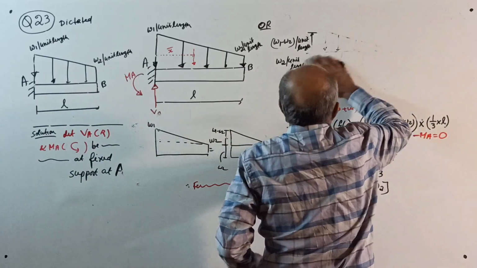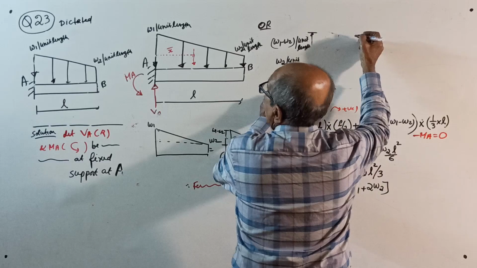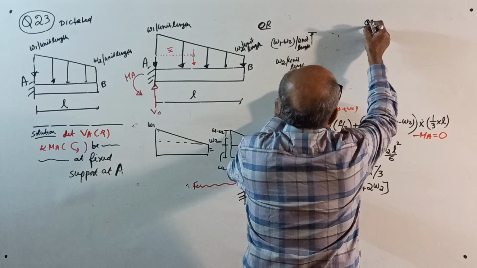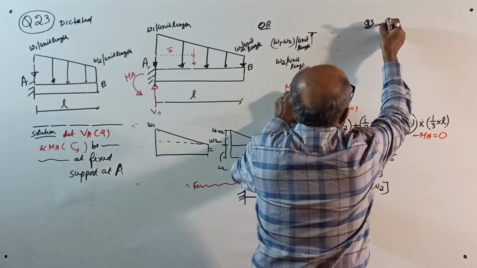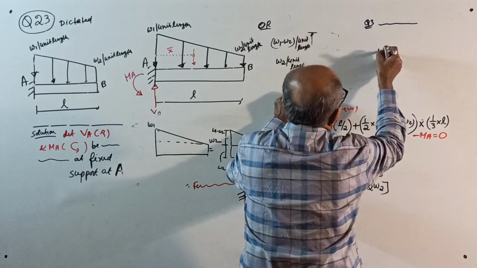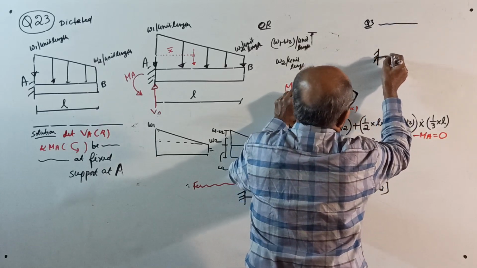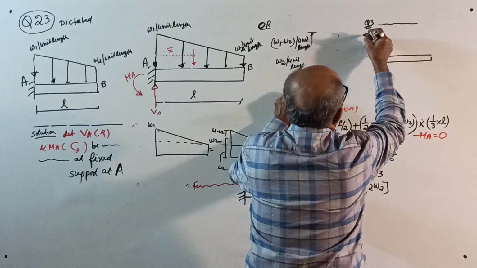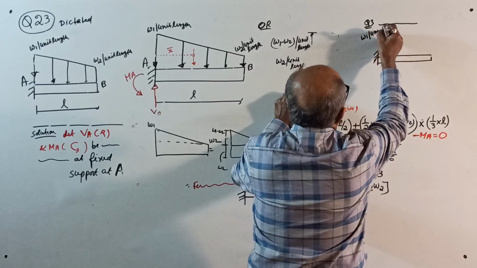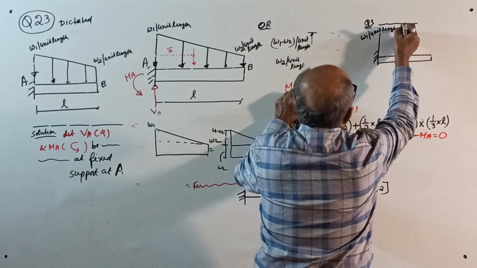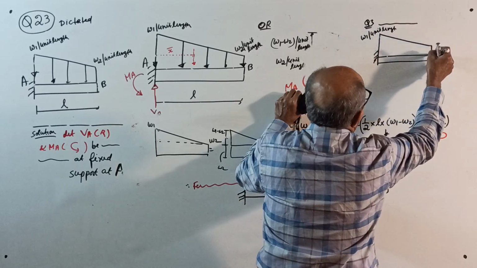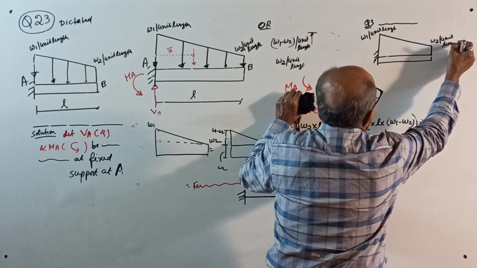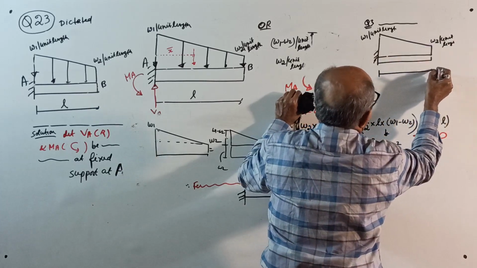Therefore, for question number 23, the final support reactions will be as shown below. This way, see, intensity here is W1 per unit length, which linearly reduces to W2 per unit length here. The length of the cantilever is L.